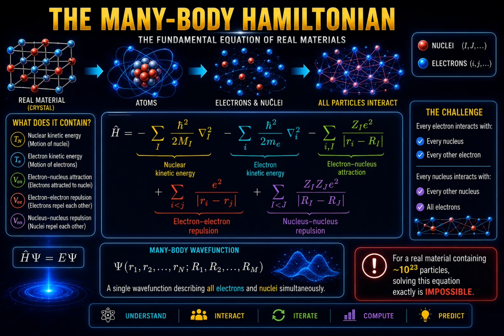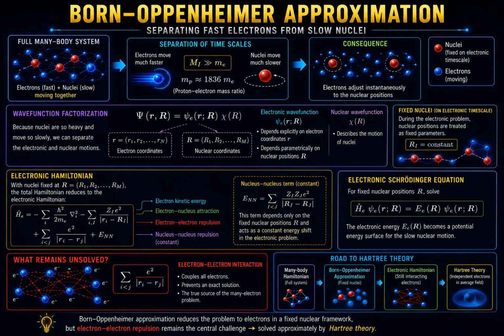Fortunately, nature provides us with an important simplification. Nuclei are much heavier than electrons and therefore move much more slowly. Because of this large difference in mass and timescale, we can treat the nuclei as essentially fixed while solving for the electronic motion. Mathematically, this allows us to separate the total wave function into an electronic part and a nuclear part.